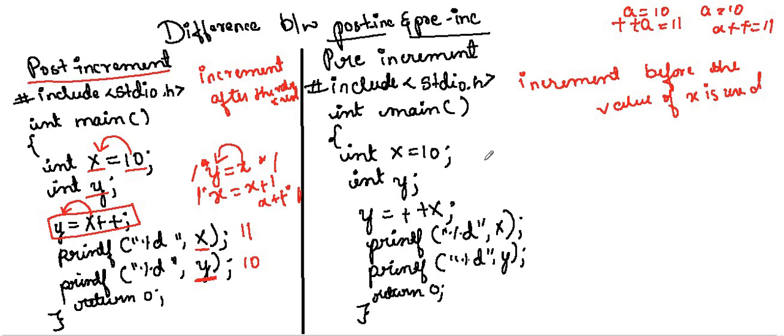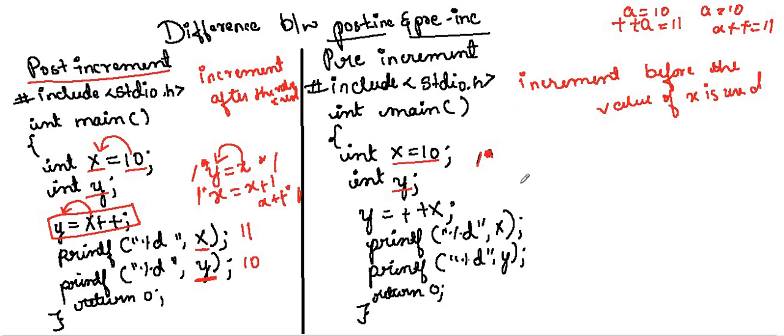In the same way, you take one main function, inside it you declare a variable x with the value 10, and then one more variable y. Here you assign ++x to y. So in the pre-increment, you update the value of x by 1 first, and then whatever the updated value is, it is copied to y.